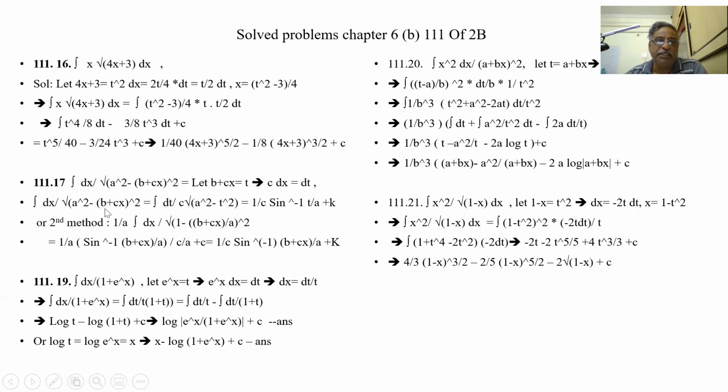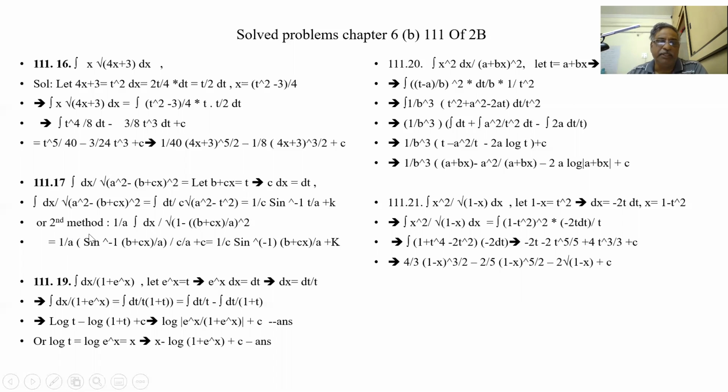Integral dx by square root of a square minus b plus cx whole square can be taken as dt by c, because dx is dt by c, square root of a square minus t square. So this is in the form of square root of a square minus t square. So sin inverse t by a: this comes as 1 by c sin inverse t by a, plus constant.